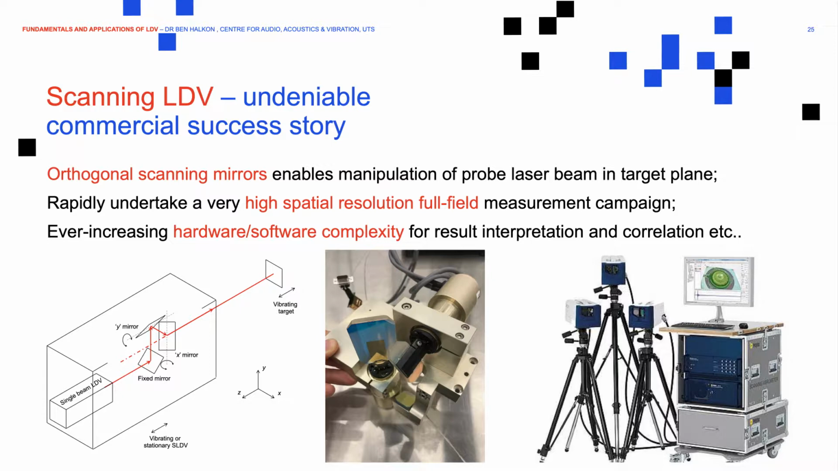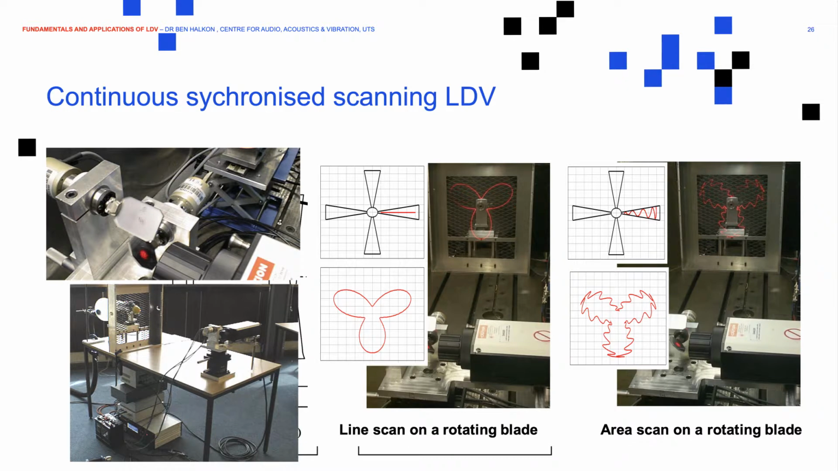These systems, from a scanning LDV standpoint, they offer us, as I say previously, high spatial resolution, a full field measurement campaign. We've got ever-increasing hardware and software complexity, so we can do some very nice measurements. We can correlate to numerical data. We can do model-based system testing and various other things quite happily with these techniques. If we move those around simultaneously, then we can scan things like circles. So we can track a point on a rotating bladed disc, for example.